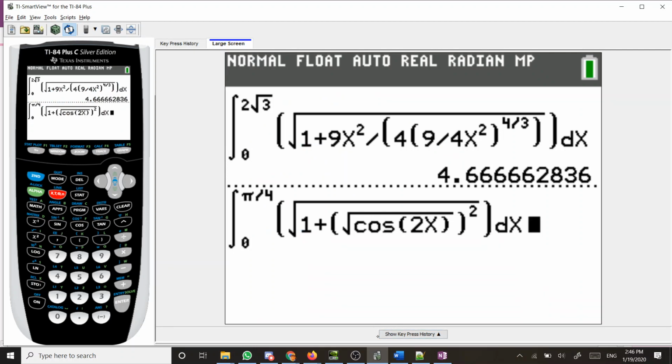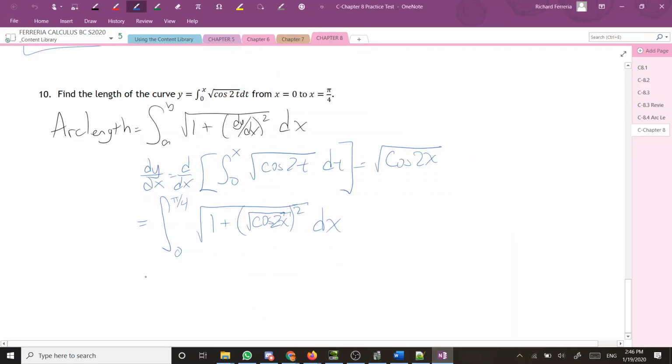Okay, so that looks good. We'll hit enter, and our calculator gives us 1, which, yeah, that looks correct. Equals 1. That's our problem for question 10.